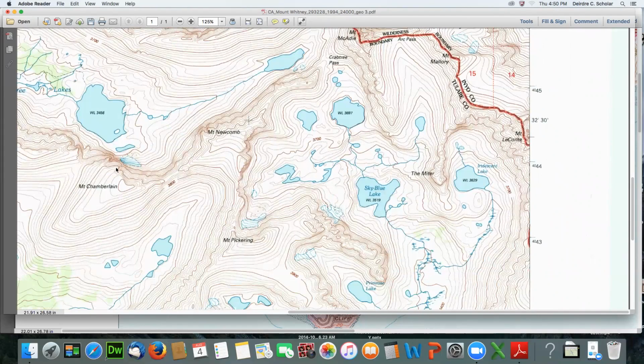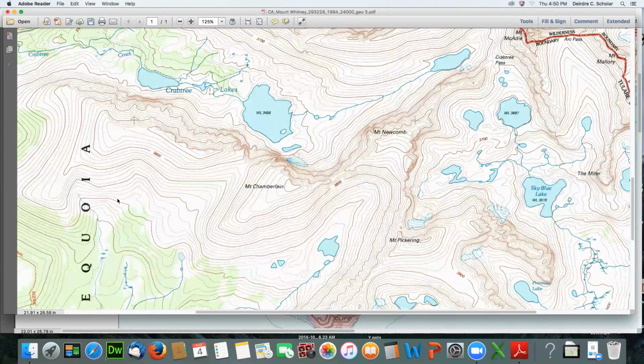Here's Mount Pickering and here's Mount Chamberlain. Okay, let me center them on the screen. So if you hiked southeastward from Mount Chamberlain to Mount Pickering, would you be walking uphill or downhill or some kind of combination of up and down? I want you to describe what the slope would be like from start to finish if you started here and you ended here.